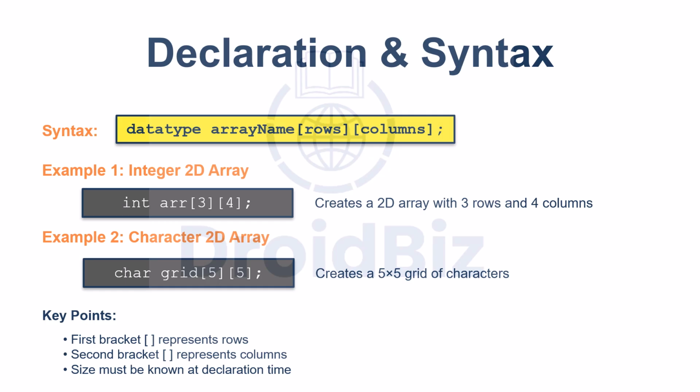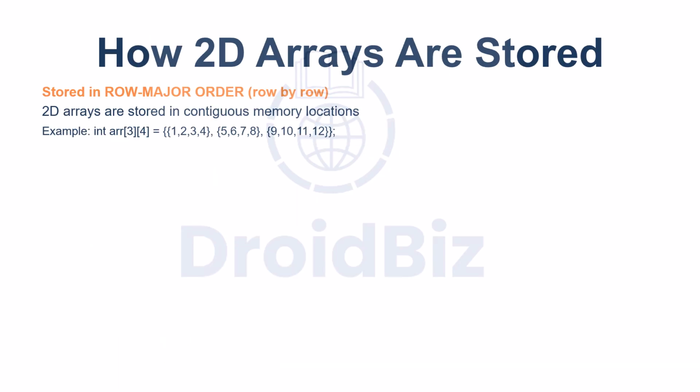Example 2 shows a character 2D array. We write char grid, first bracket containing 5 and second bracket containing 5. This creates a 5 by 5 grid of characters. Here are the key points to remember. The first bracket represents rows. The second bracket represents columns. And the size must be known at declaration time, meaning you need to specify the dimensions when you create the array. Now let's understand how 2D arrays are stored in memory.